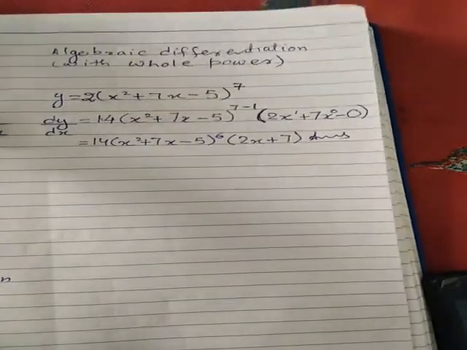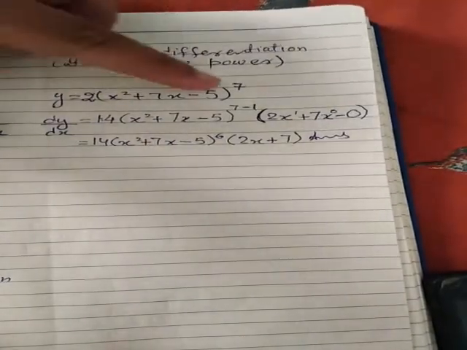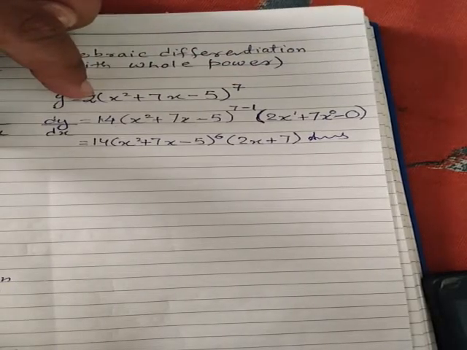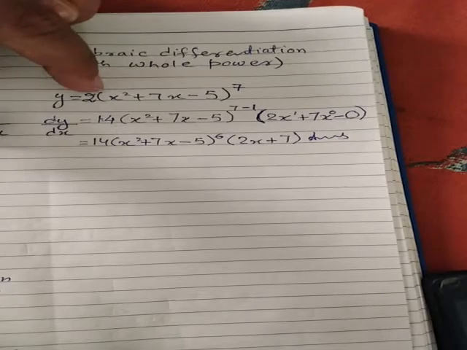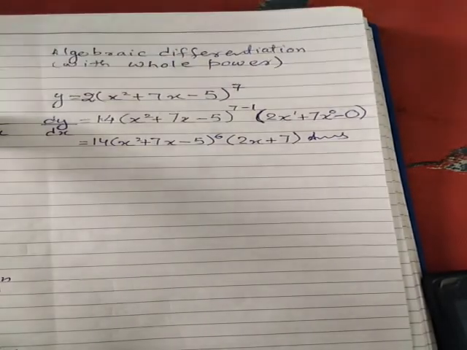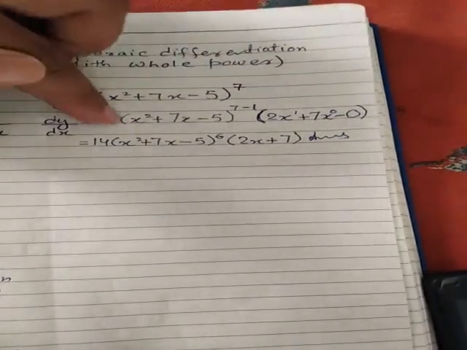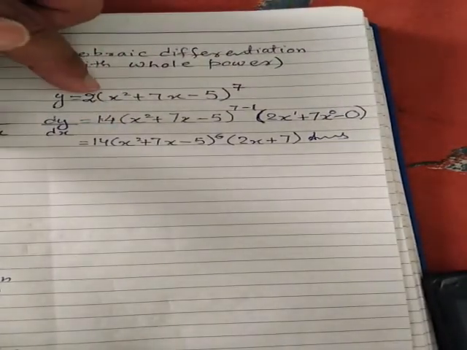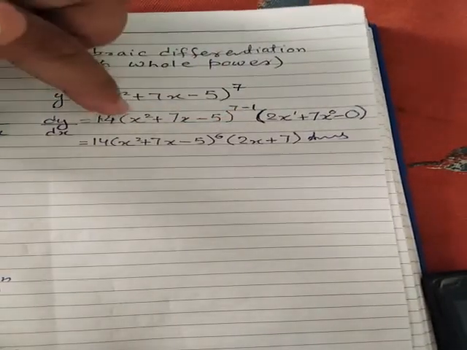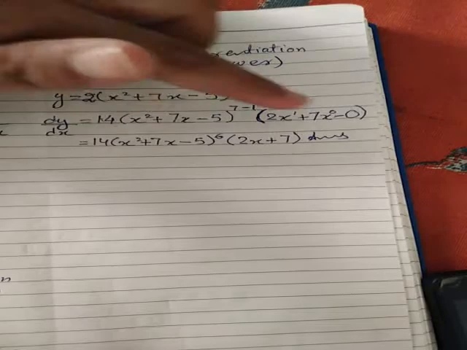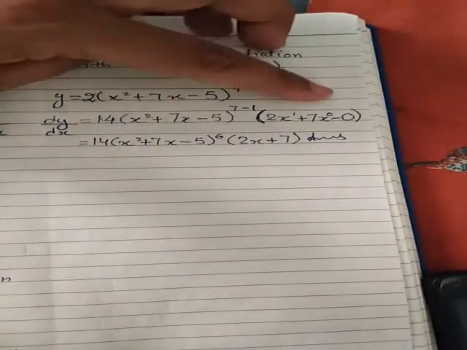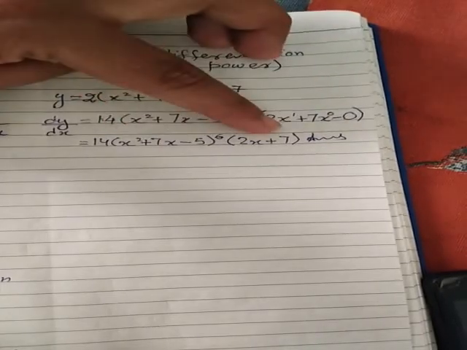What I have done, this is my whole power question. First of all, I have taken the whole power and multiplied it by whatever was the coefficient. If there is no coefficient, then you will just multiply it by 1. Over here I have written 2, so 7 into 2 will be 14, the power is reduced by 1, and whatever is written inside the bracket, I have written over here. I have differentiated over here, and this is the simplified form.